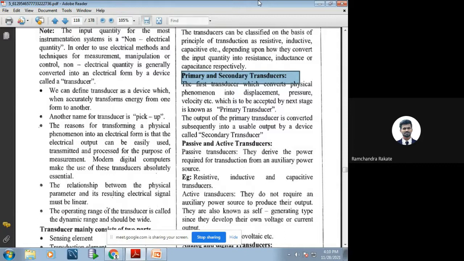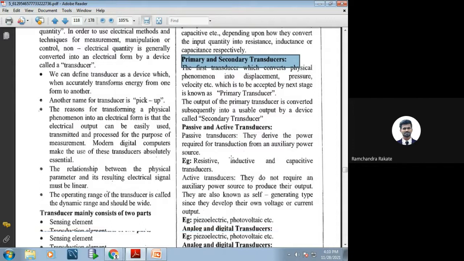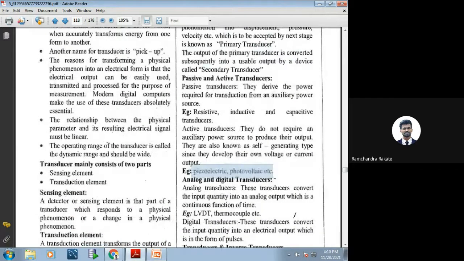Correct? Passive transducers derive the power required for transduction from an auxiliary power source. Resistive, inductive or capacitive transducers are passive transducers. Active transducers do not require an auxiliary power source to produce their outputs. They are also known as self-generating type transducers, since they develop their own voltage and current output. Correct? Yes. The examples are piezoelectric and photovoltaic transducers.